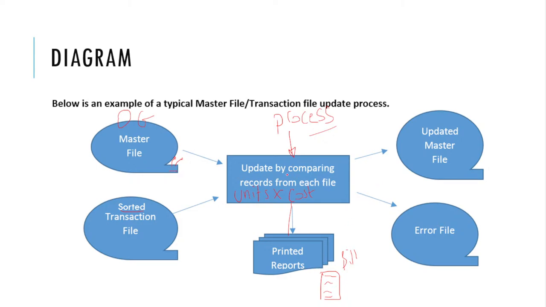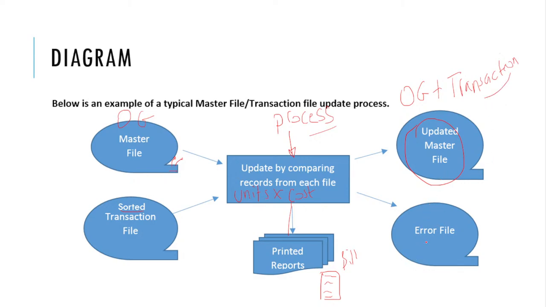Then what you do is, after the comparison has happened and you produce the units and costs in the transaction file, you would then merge the master and transaction file together, and that would produce the updated master file. That is the original master file plus the transaction file appended on the end. All right.